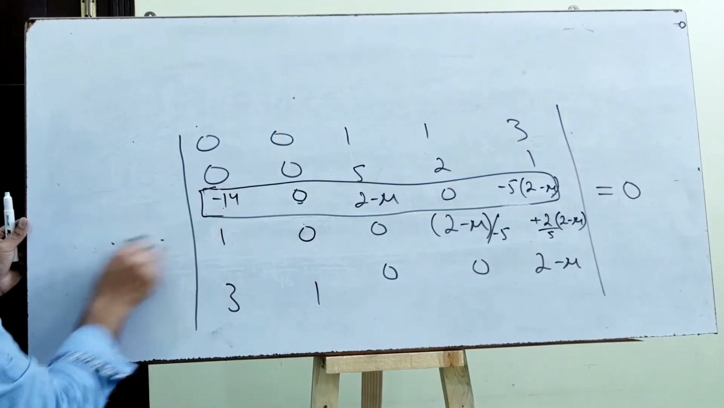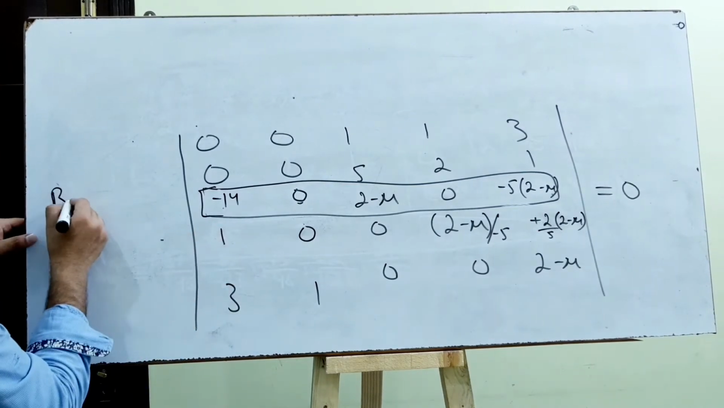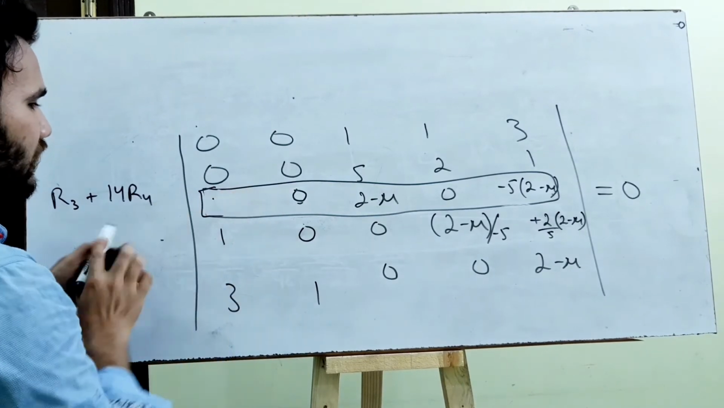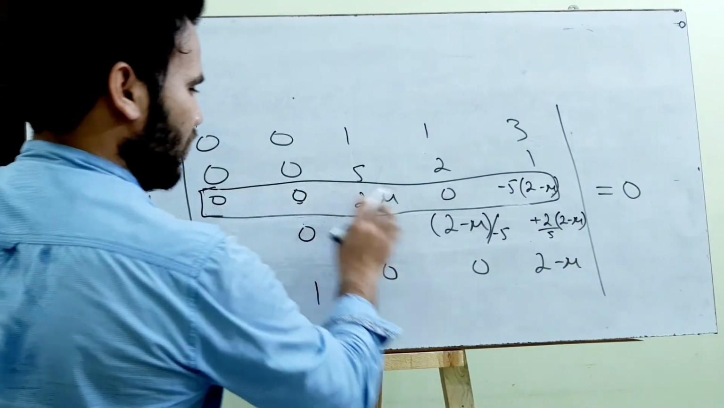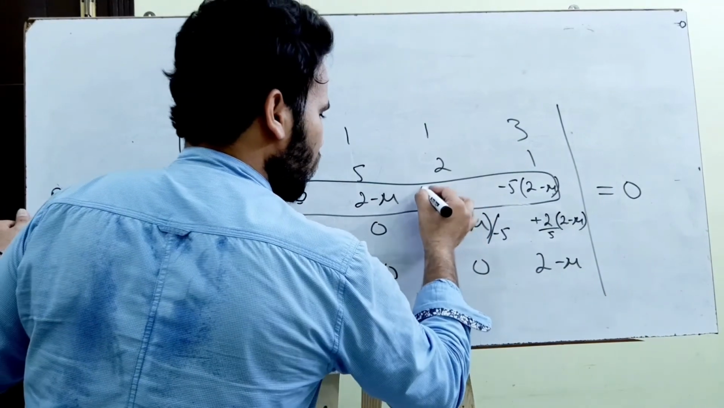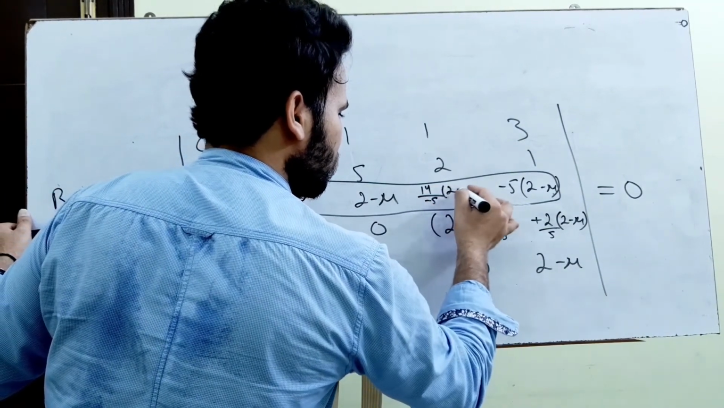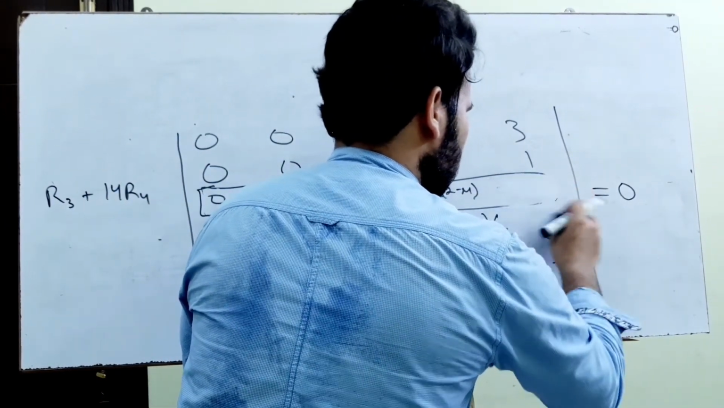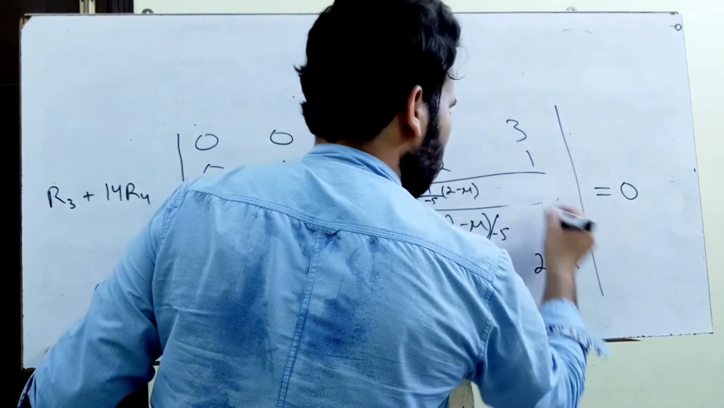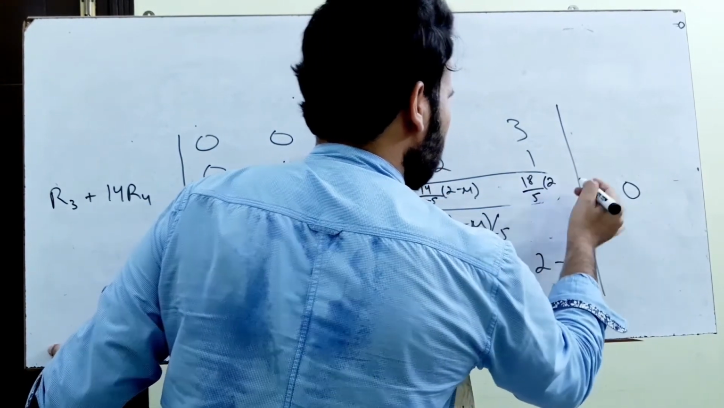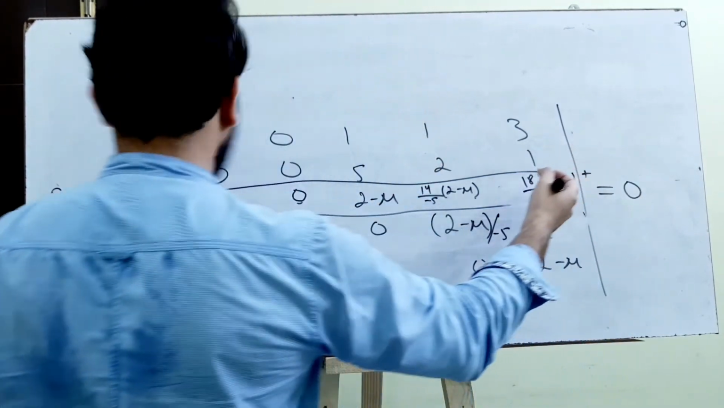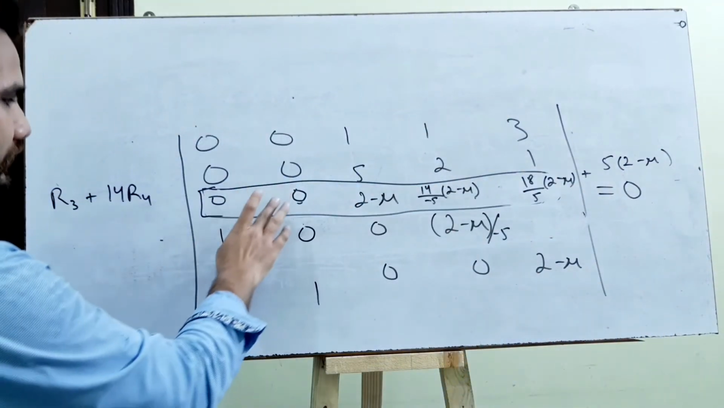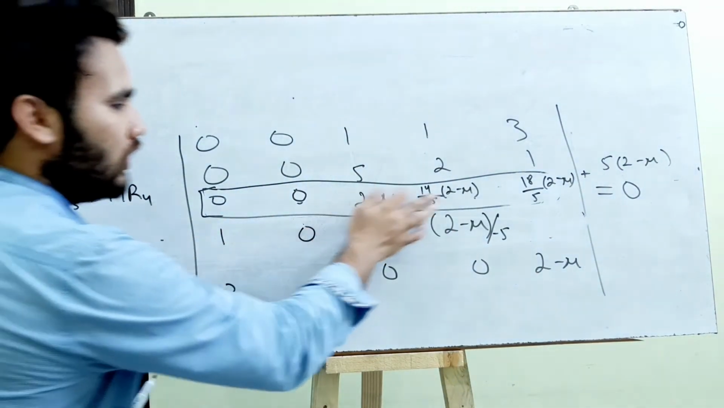So now this 14 should be 0. So R3 plus 14 R4. Now this minus 14 equals to 0. This will be same, same, and this will be 14 divided by minus 5, 2 minus mu, and this will be 18 by 5, 2 minus mu plus 5, 2 minus mu. So if this row should be equal to 0, all these entries must be equal to 0.